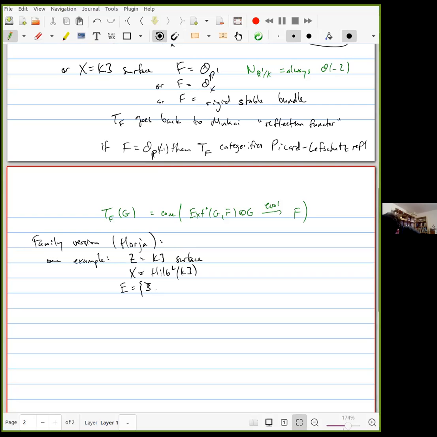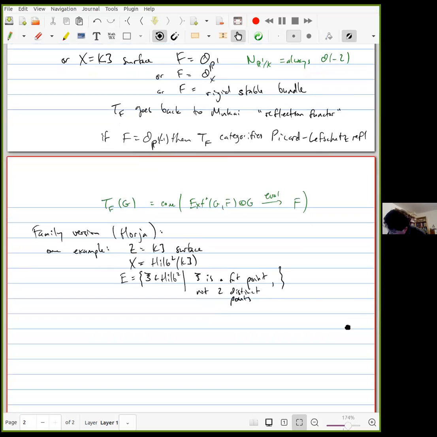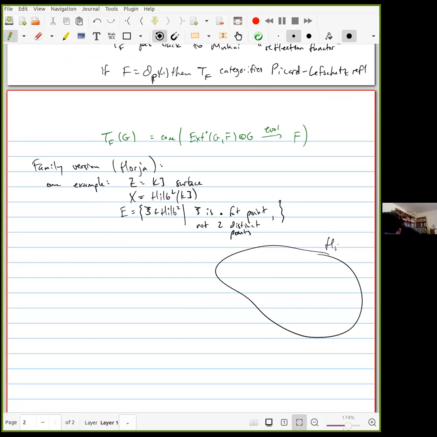This is supposed to be a point in Hilb 2 where it's a fat point, rather than 2 distinct points. If you like Hilbert schemes, it's the exceptional divisor of the Hilbert-Chow morphism. So let's have a picture. Here's your Hilbert scheme. Inside it, you have this E, this exceptional divisor. And the E maps to the K3 surface.